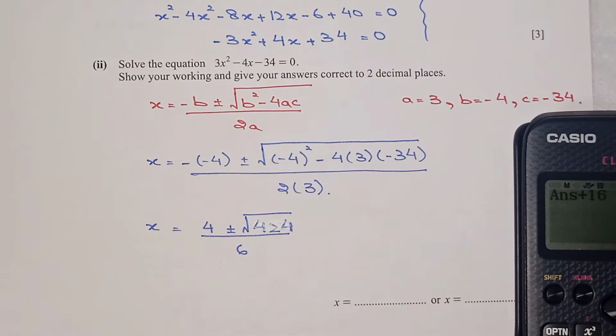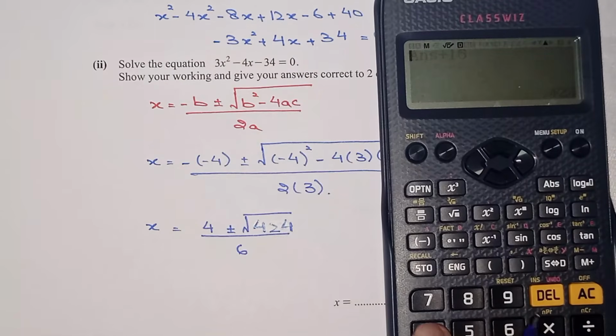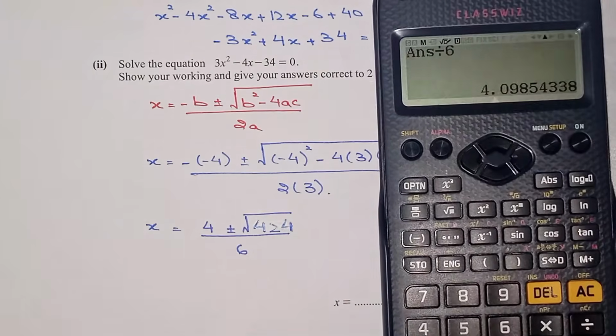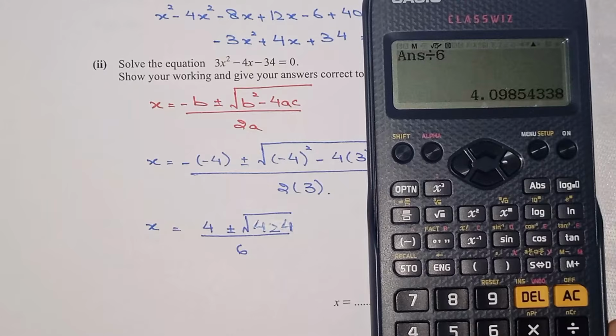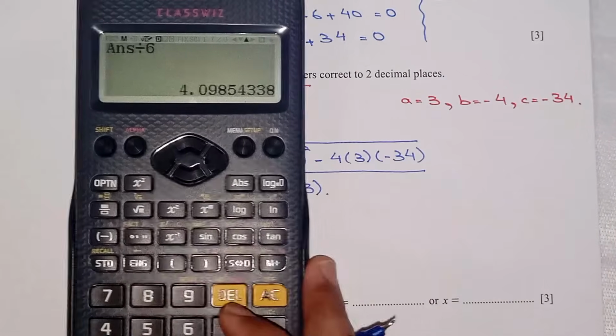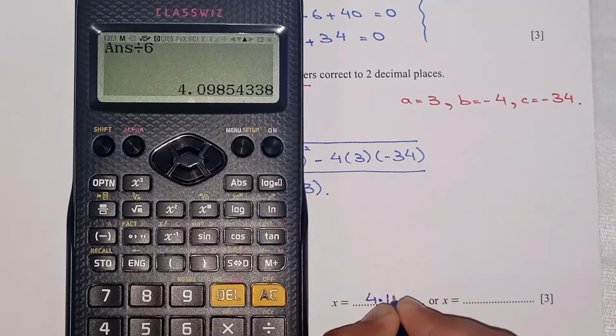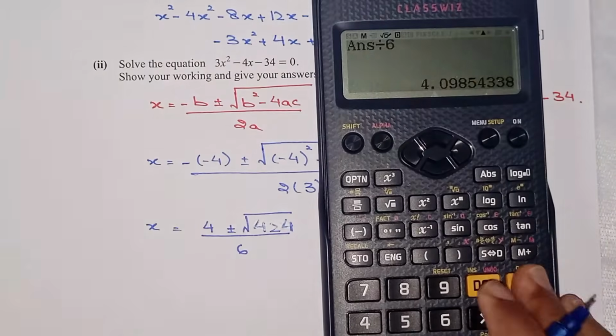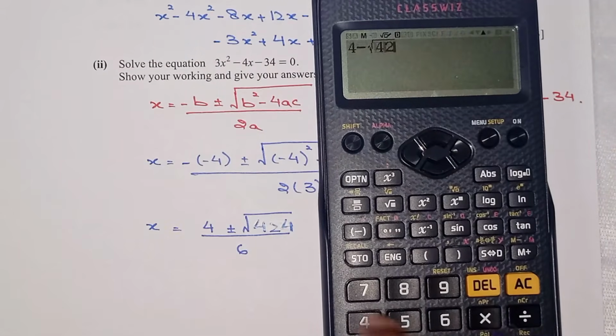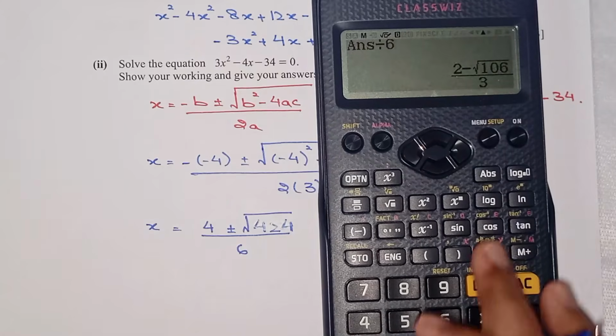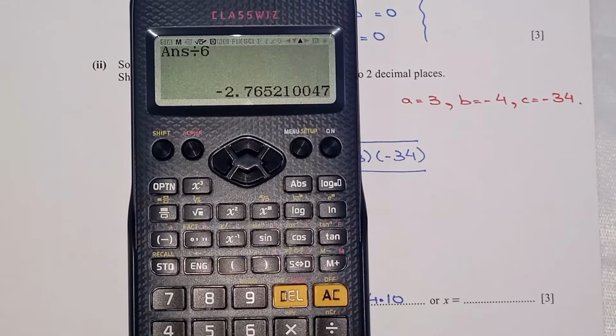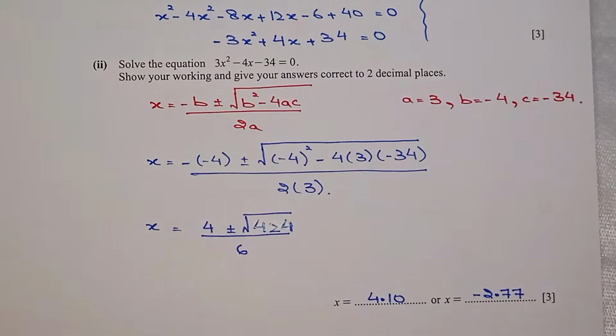Now we have two x values, with a positive square root of 424 and a negative square root of 424. So if we do 4 plus square root of 424 and then divide by 6, this would be 4.09, or correct to two decimal places it would be 4.10. And for the second, 4 minus square root of 424 divided by 6, this would be negative 2.76, or negative 2.77 correct to two decimal places.